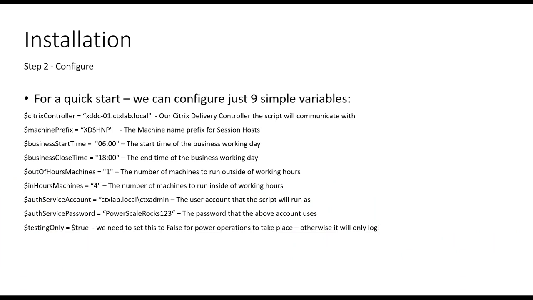Now, there's different ways of detecting which machines you want it to manage. You can do machine catalogs, delivery groups, tags in Studio, or you can use a machine prefix. And that's just literally a part of, or what the name starts with, and it'll find the machines for you. Put in your business start times, end times, how many out of hours machines you want, how many in hours machines you want, and then fill in the credentials for the service account if you're using one, right? If you're going to run it with an account that has admin rights to do all the stuff anyway, doesn't matter.